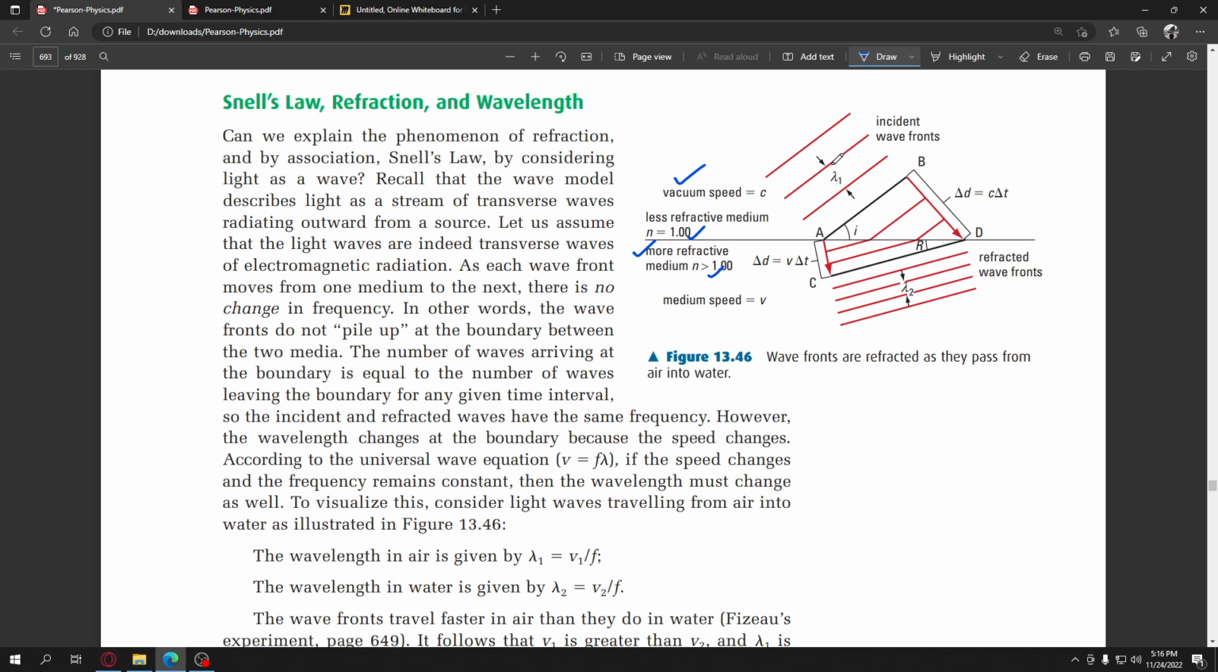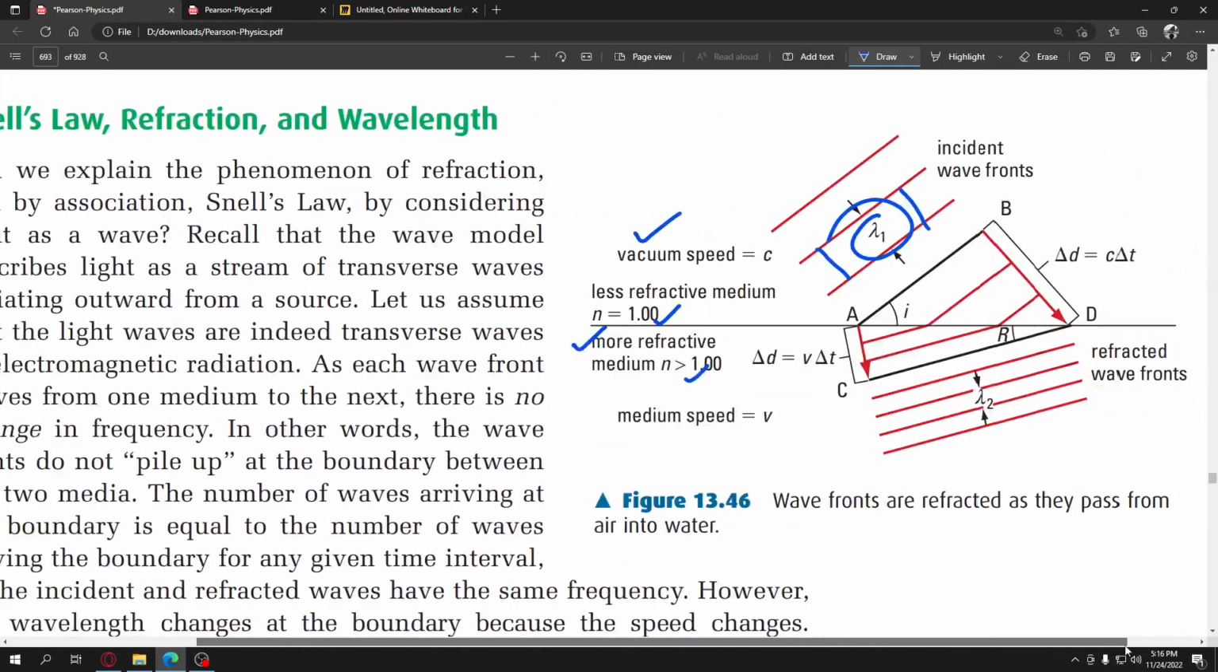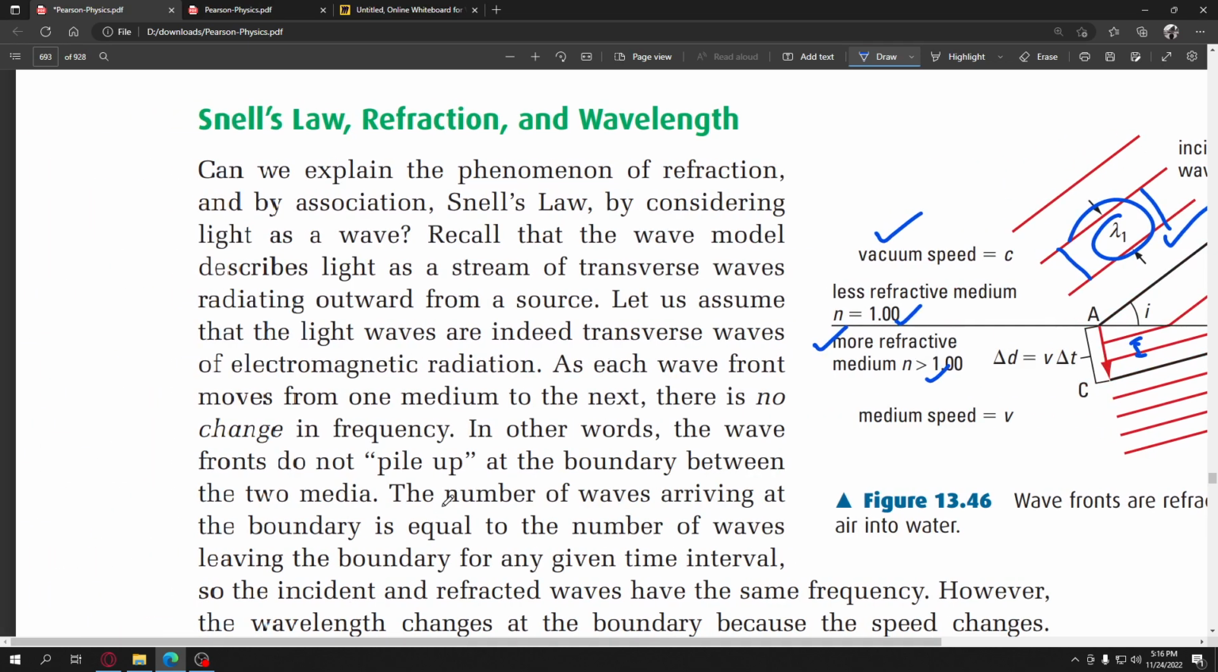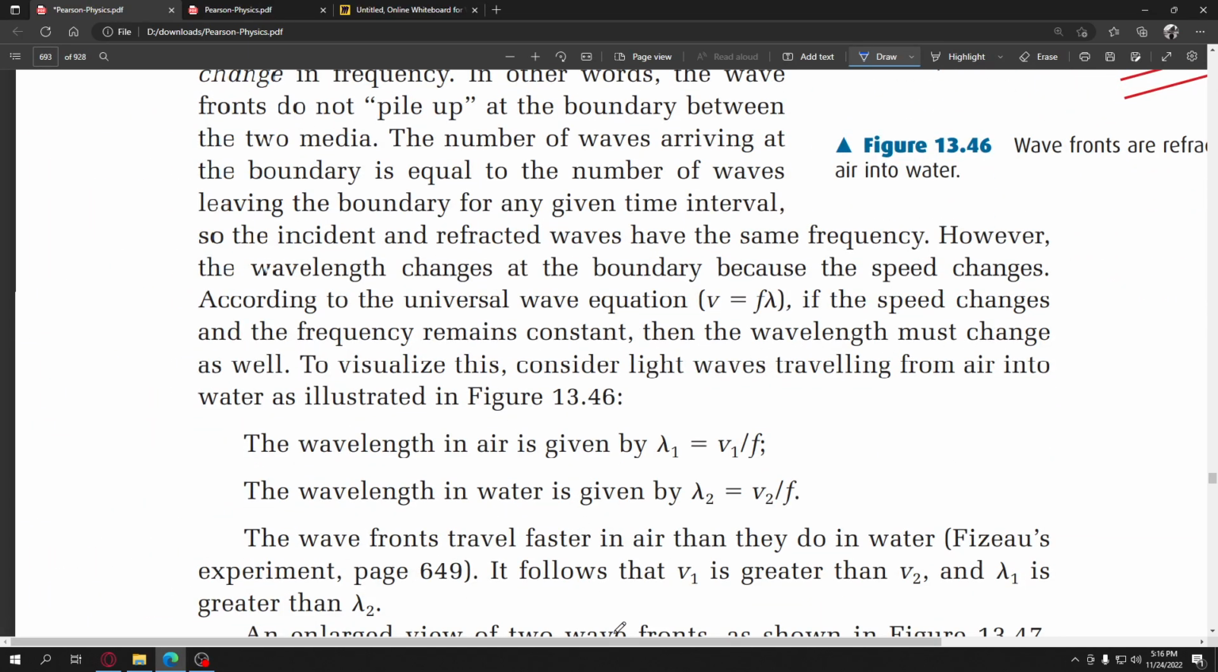Alright? So you see that the space in between the wavefronts is lambda 1. And lambda, as we know, is the wavelength. But when refraction happened, the wavelength became smaller. You see? The distance between them has decreased. Why is that? Because lambda depends on the speed of the wavefronts, so the speed changes.